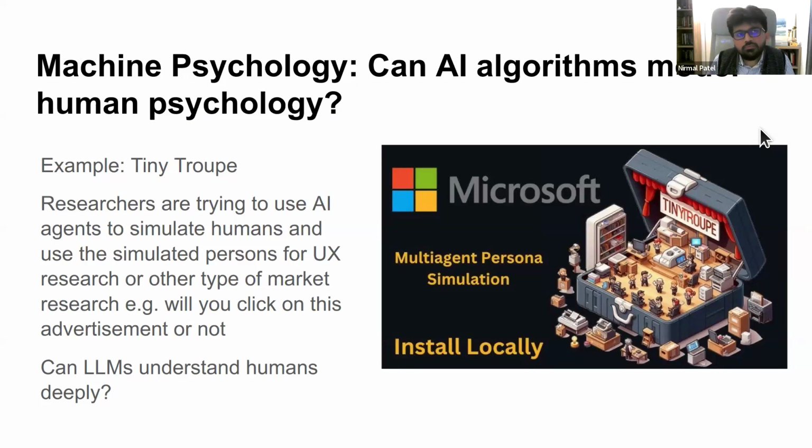And as I work in the education domain and think about AI in education, I come back to psychology and think about whether AI can model human thinking. This is an example library called Tiny Troop by Microsoft, and it lets you simulate conversations between virtual people, and they try to show use cases like doing UX research, etc. But can it really model human behavior?